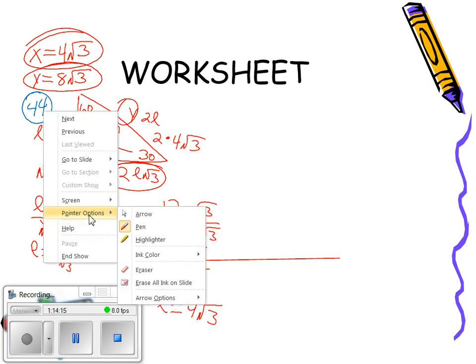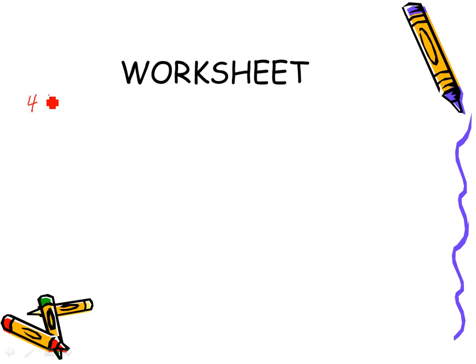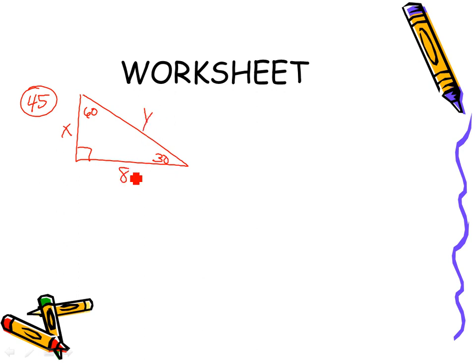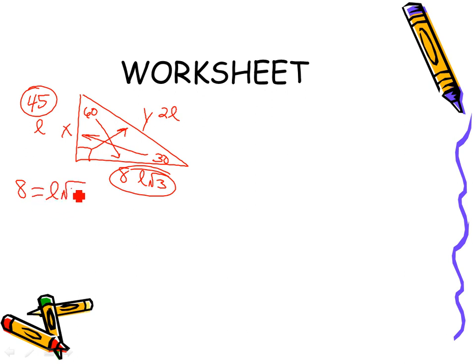Number 45, same kind of problem. So let's do it. The side across from the 30-degree angle is always going to be labeled L. The side across from the 60-degree angle is L times the square root of 3. The side across from the right angle is 2L. This time they give us this side, so it makes it a little tougher. So 8 has to equal L times the square root of 3.